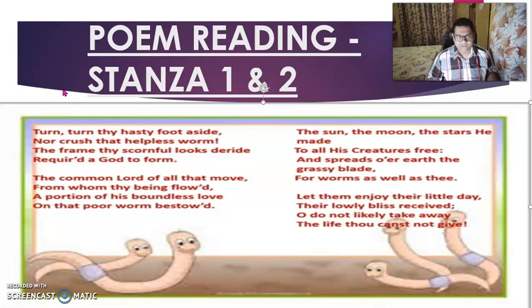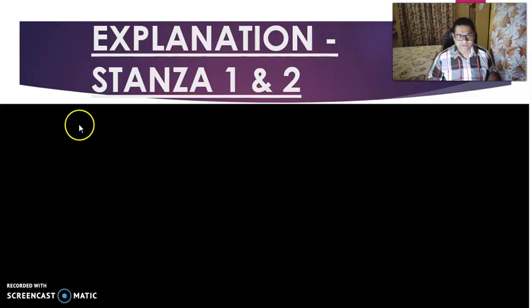So you have read the first and the second stanza. Now we will go to explanation. Let's see the explanation of the first and second stanza. Children, listen attentively to the explanation of this first and second stanza.